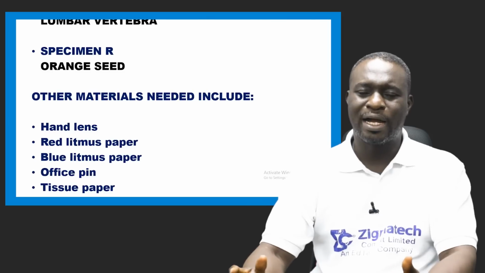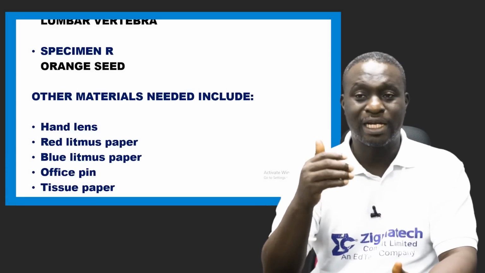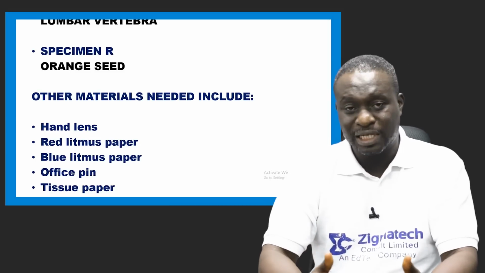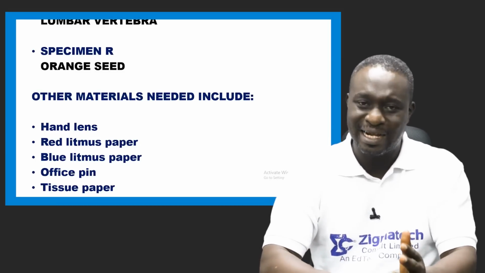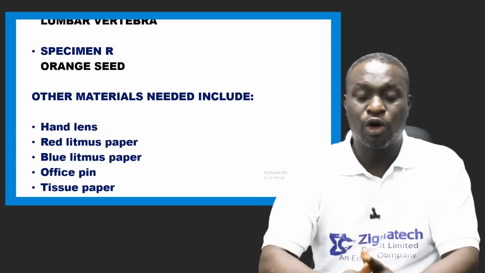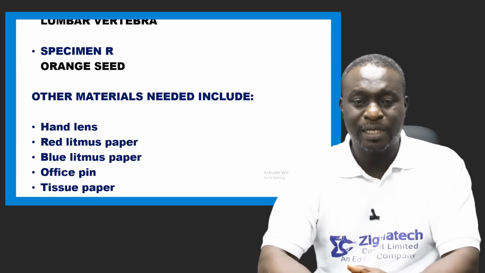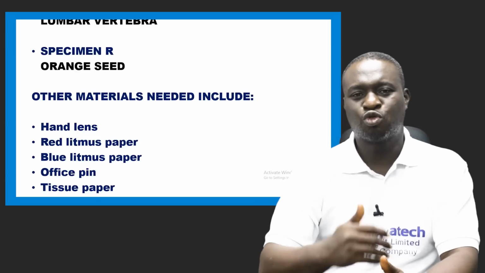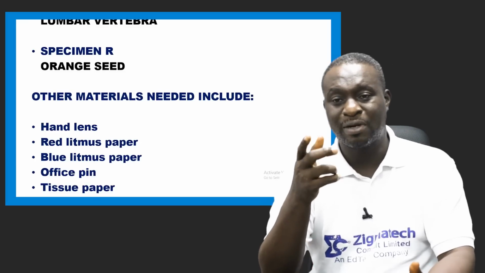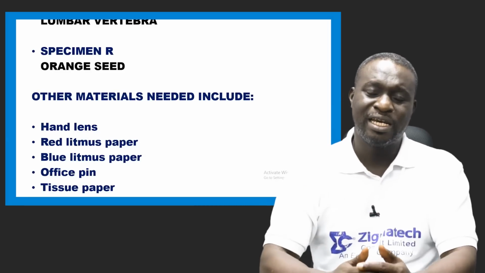Before we go ahead, it is important for you to understand that there are other materials included apart from the specimens. We have a hand lens, which will be provided. A red litmus paper and a blue litmus paper will also be among the materials, and then we have an office pin and tissue paper. As we look at these specimens, you're going to see why the litmus papers, the office pin and the tissue paper are involved.